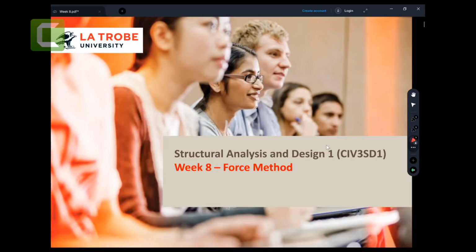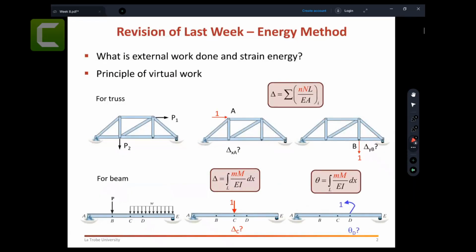And a very important week that we're going to start now, which is force methods. Week number 8, the name is force methods. That's what we're going to use to analyze indeterminate structures, and I'm going to give you some more insight. Now, as you know, we covered energy methods in week number 7.